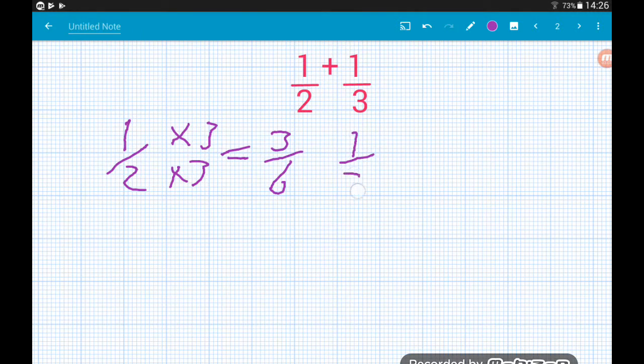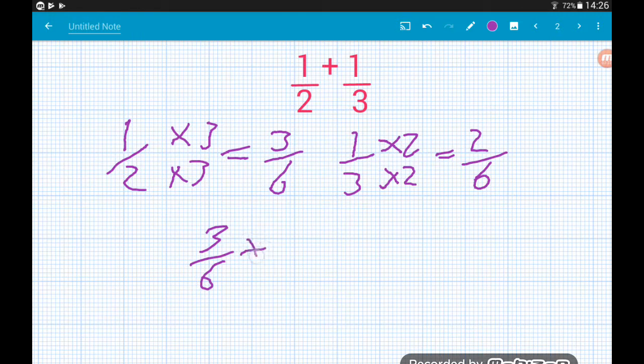Now if we do the same sort of thing with a third, to turn 3 into 6, we need to multiply it by 2. So we're also going to need to do that up on the top. Here we get 1 times 2 above is 2, and on the bottom, 3 times 2 is going to give us 6. So now 1/2 add 1/3 has become 3/6 add 2/6, and now we're in a happy position because we can add those together.